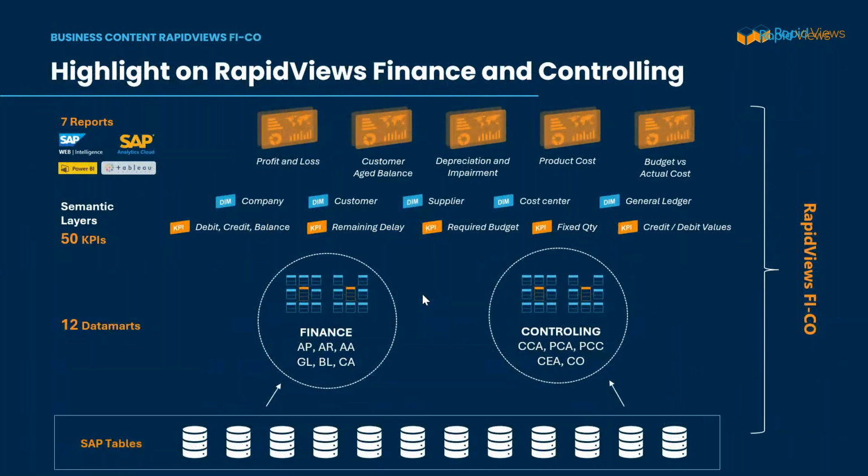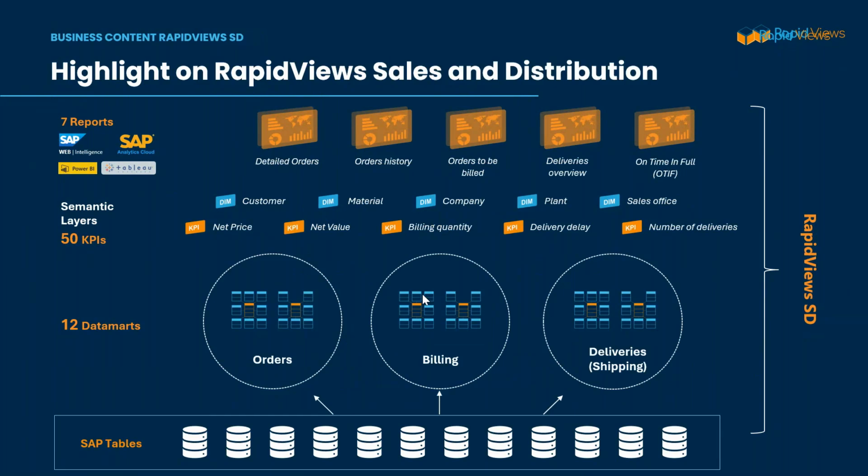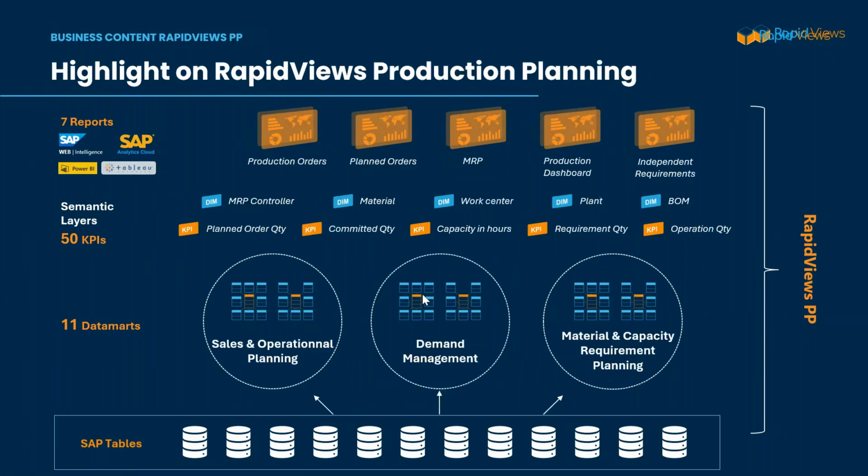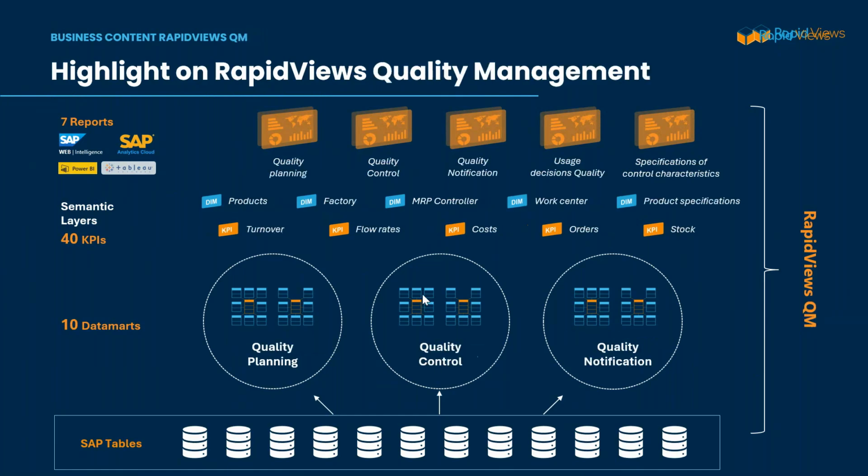On finance and controlling, we cover the finance and controlling submodules. On sales and distribution, we cover the submodules orders, billing, and deliveries. On material management, we cover purchase orders and inventory. On production planning, we cover sales and operation planning, demand management, material and capacity requirement planning. On quality management, we cover quality planning, quality control, and quality notification.